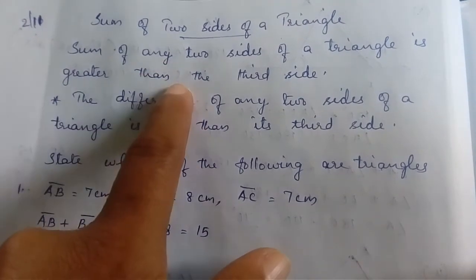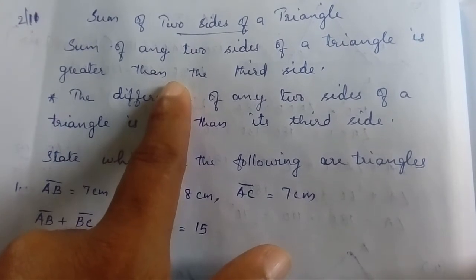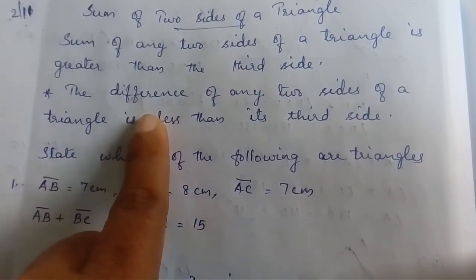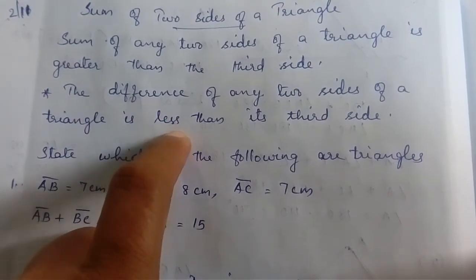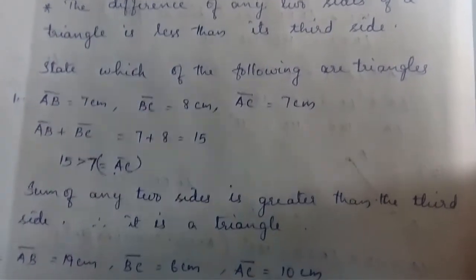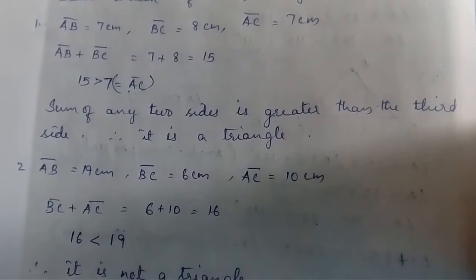Clear? Either you can find the sum of any two sides of a triangle and check whether it is greater than the third side. Otherwise you can take the difference of any two sides of a triangle and check whether it is less than the third side. Okay, you can do the exercises given in the textbook related to this one.